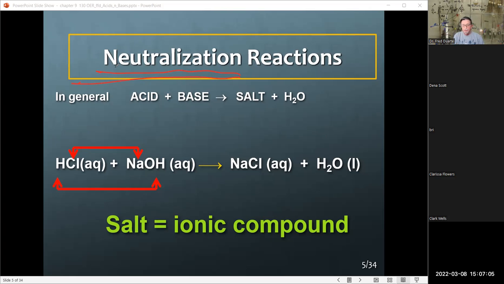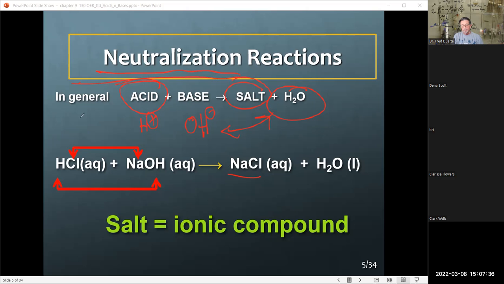Now, when you have an acid, in this case a proton, reacting with the base, in this example a hydroxide, the product you always get is water. So a proton plus a hydroxide produces water. Water is neutral. Then what else is produced is what we call the salt. The salt can be any salt. Here we use sodium chloride, but it's basically an ionic compound.